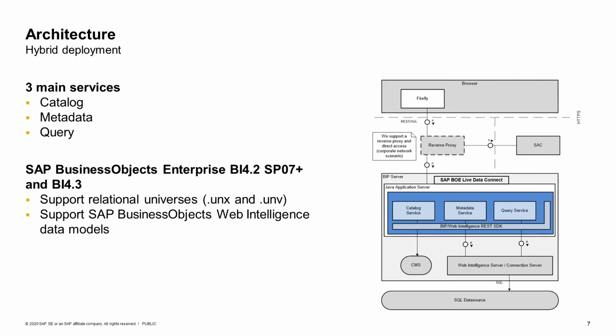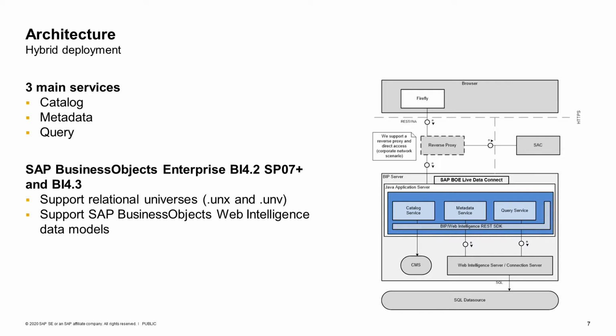Once installed, 3 Live Data Connect services are provided to SAC. The first one is the catalog service. With this, from SAC, we'll be able to list all universes and documents available in the BusinessObjects system. So once you have selected a universe or a WebI document, the metadata service will retrieve the artifact metadata, which can be dimensions, measures, hierarchies, and so on.